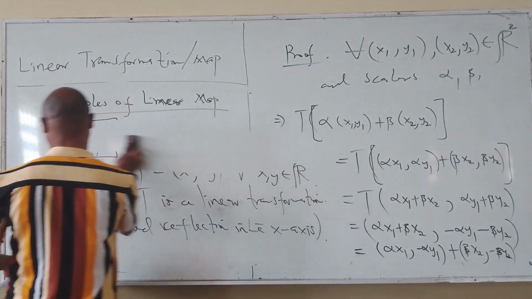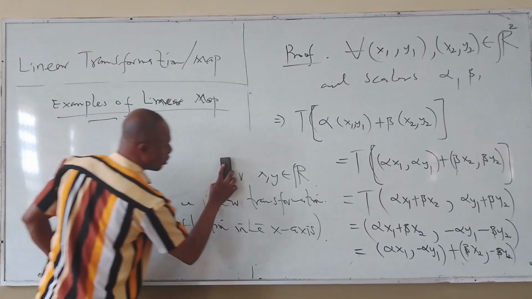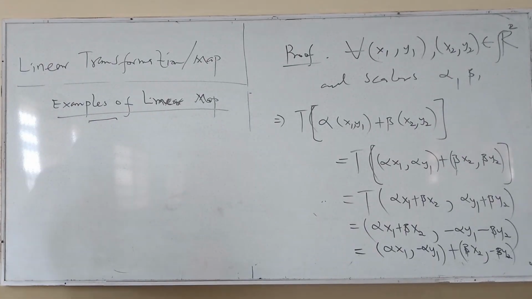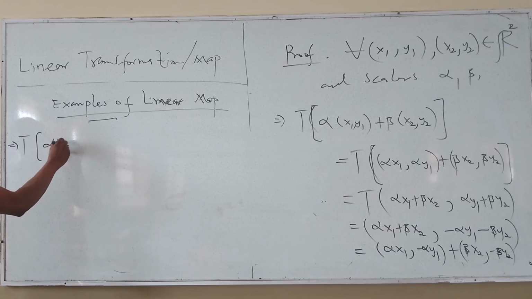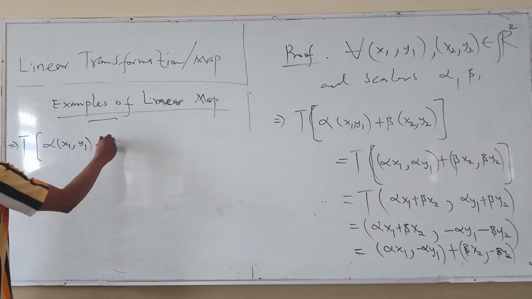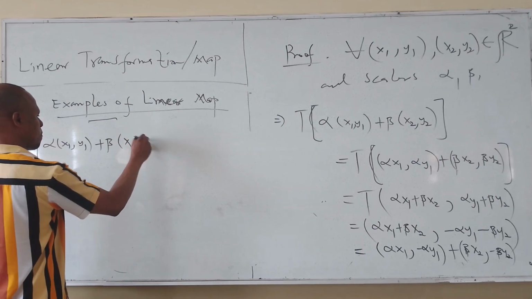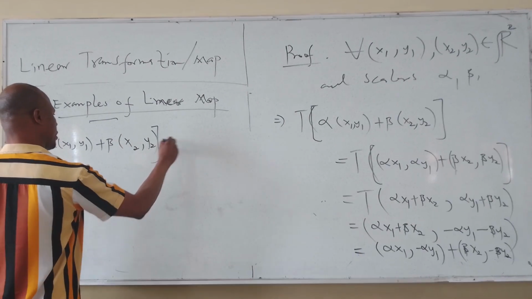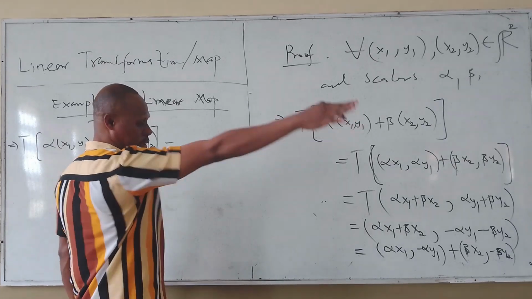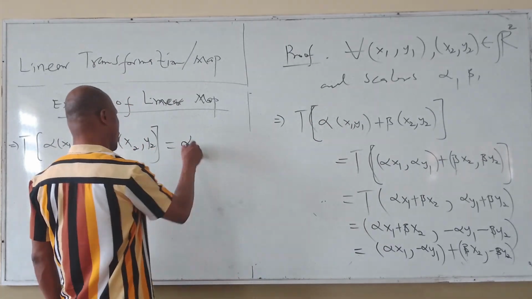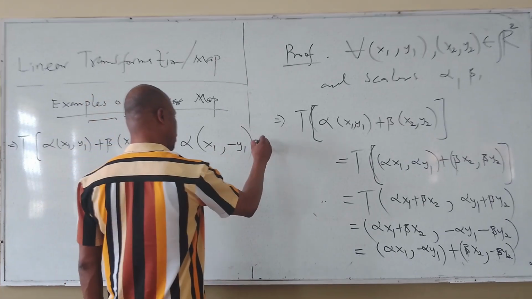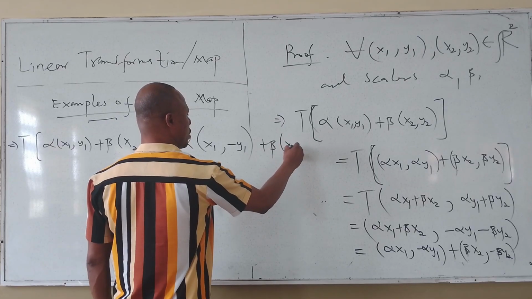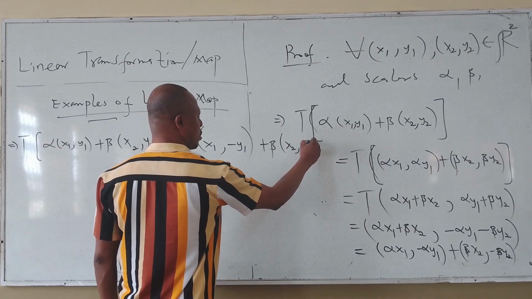Good. So this implies this equals to, now you can factorize alpha out, and in the other part you can factorize beta out. So alpha out, then we are left with what? x1, negative what? y1, plus beta out, left with x2, negative y2.